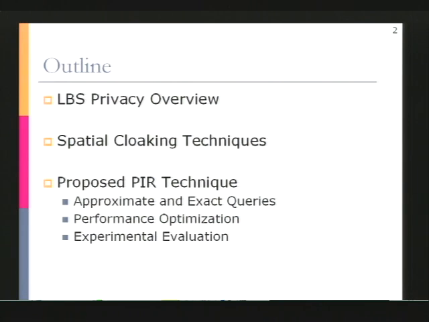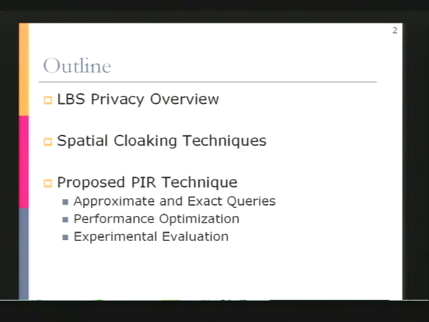I will first give a brief overview of privacy in location-based services. Then I will review some of the existing solutions that solve this problem. Most of the solutions use spatial cloaking, and this is the reason why they have certain limitations, which I will discuss. And then I will move on to present our technique, which is different from existing solutions because it uses cryptography to solve this problem. And more specifically, we use Private Information Retrieval, or PIR.